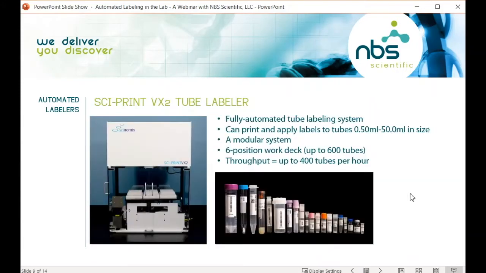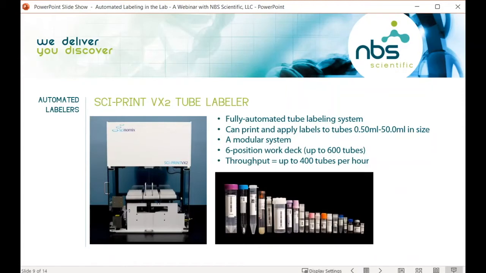Finally, what we will be demoing today is the Sci-Print VX2 tube labeler. Now, this is a fully automated system that can print and apply labels to the same range of tubes as the Sci-Print Solo. It has a 6-position work deck, which means that it can hold up to 600 tubes, and it has a throughput of labeling up to 400 tubes per hour.